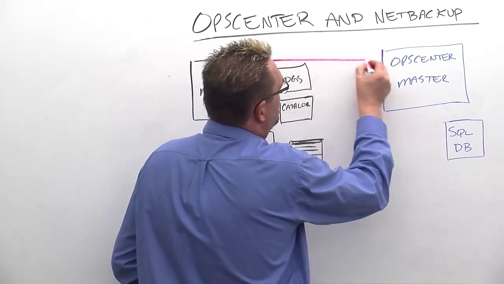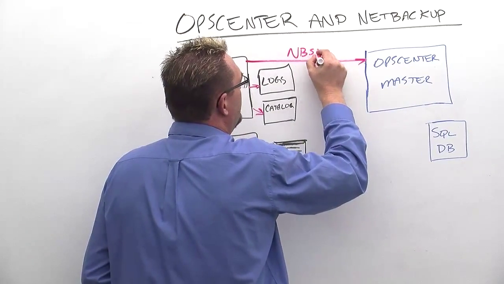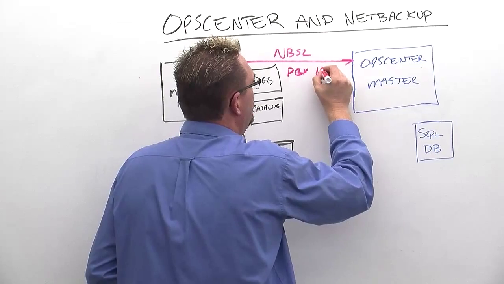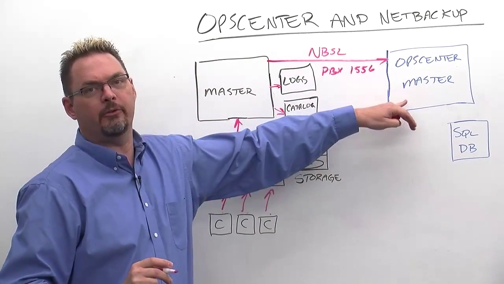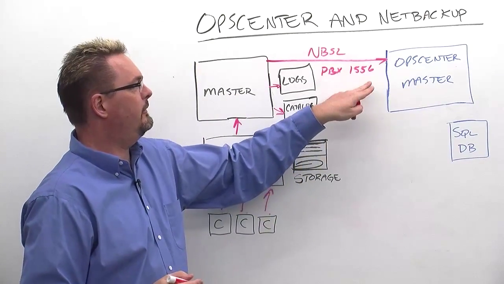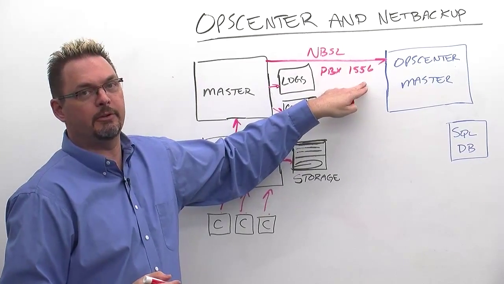The master server will then communicate with the OpsCenter master across using NBSL. That does use PBX, which is port 1556. So this is important to note because if the OpsCenter master is on the other side of a firewall from your master server, you are going to need to have a hole in your firewall for 1556. This is a secure connection.